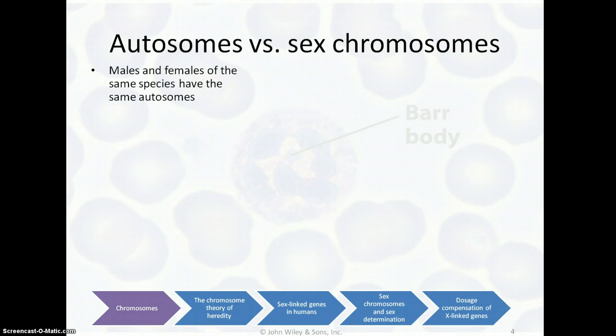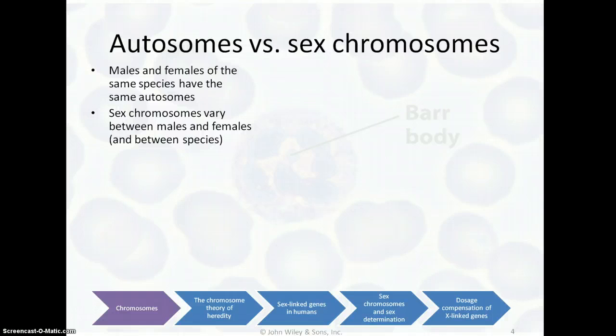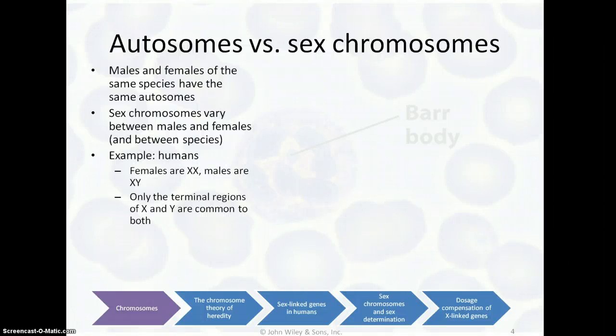When we look at males and females of the same species, we see that there are chromosomes that they have in common. We call these the autosomes. But what we also see is that the sex chromosomes will vary between males and females, and also between species. Different species have different ways of determining the sex or gender in terms of sex chromosomes, and we'll get back to that a little later on. For example, human females, as you probably already know, are XX, which means they contain 2 X chromosomes as their sex chromosomes, whereas the males contain the sex chromosomes X and Y.